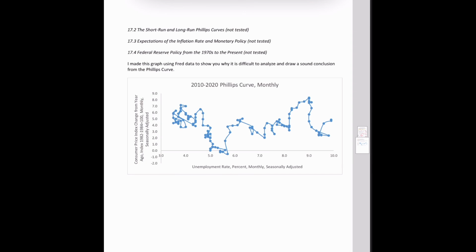So with that being said, I don't really have anything else I want to talk about in this chapter. Again, we're not being really tested over the relationship between short run and long run Phillips curve or expectations of inflation rate. I just talked about those. And then as far as Federal Reserve policy, this is not an economic history course, so I don't want to dive too much into that necessarily over time.